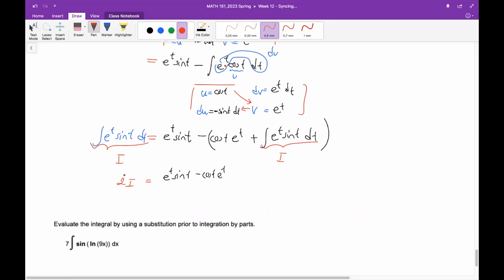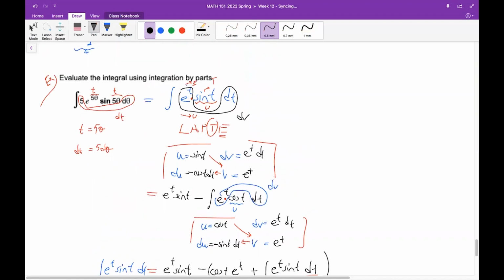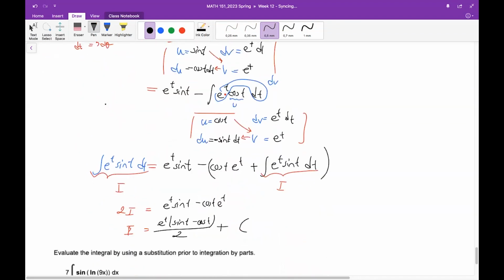And then just solve for I. Okay, I is then e to the power t, parenthesis sine t minus cosine t, divided by 2, plus a big arbitrary constant c, because we are evaluating an indefinite integral here.